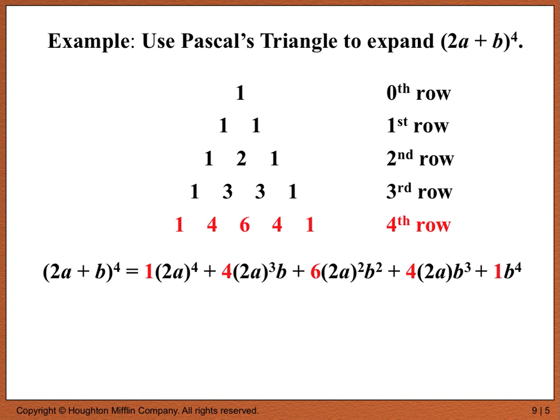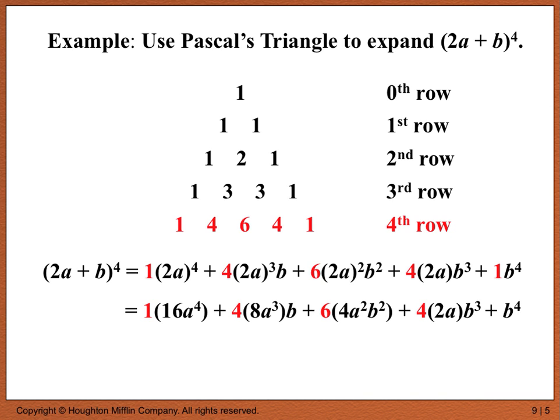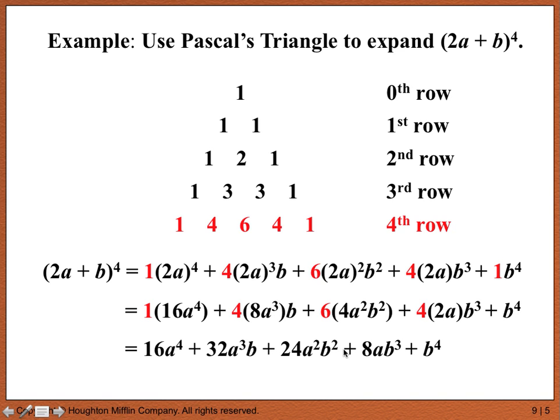It's just calculation. Okay, so my next step, 1 times 16 a to the fourth, and that's just what happens when I raise 2a to the fourth. I get 16a to the fourth. Plus 4 times 8a cubed, because 2a cubed, cube the 2, cube the a, I get 8a cubed, etc., etc. And then I end up simply with 16a to the fourth plus 32a cubed b plus 24a squared b squared plus 8ab cubed plus b to the fourth power. And so this is a successful binomial expansion of 2a plus b to the fourth power.